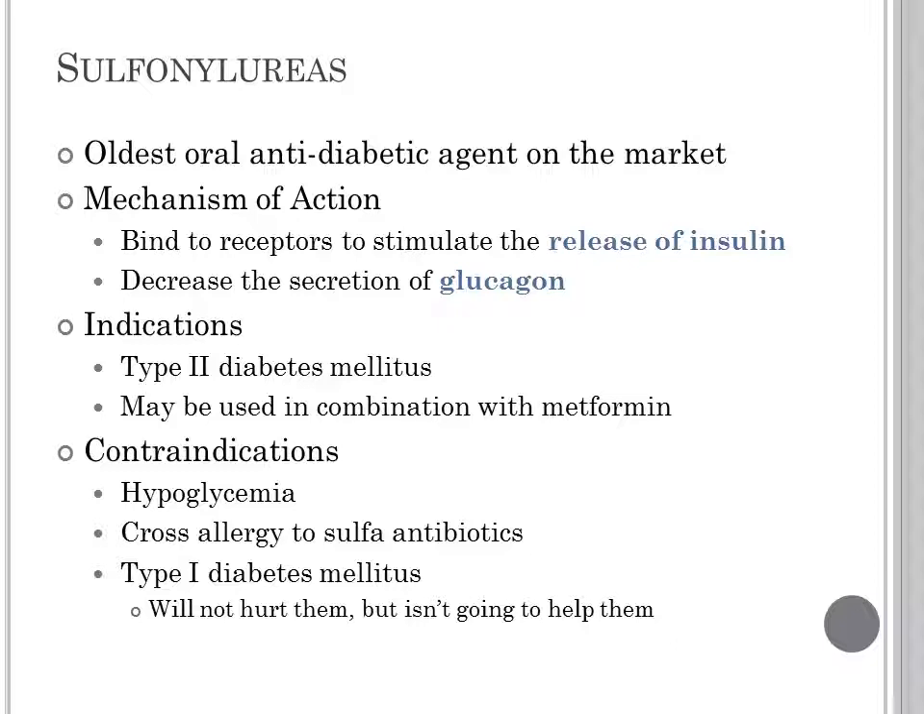And then there's also a cross allergy with sulfa antibiotics. It's not that they won't order this medication if a patient reports an allergy to sulfa drugs, it's just that they're going to use it cautiously and know that there is that potential for if they're allergic to a sulfa antibiotic to also be allergic to these guys. And then again, type 1 diabetic patients, not that it's going to hurt them, but certainly isn't going to help them.